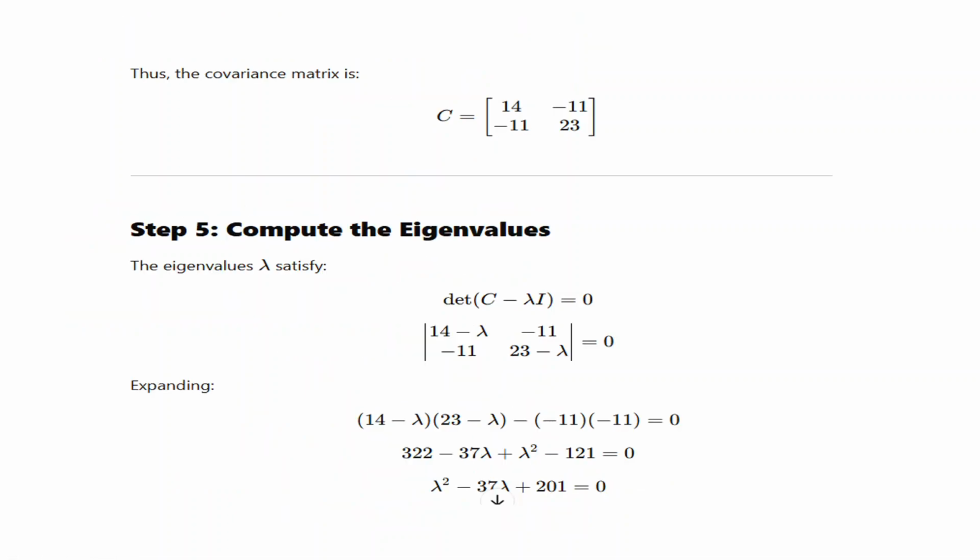So under step 4, we are going to compute the covariance matrix. I repeat it.